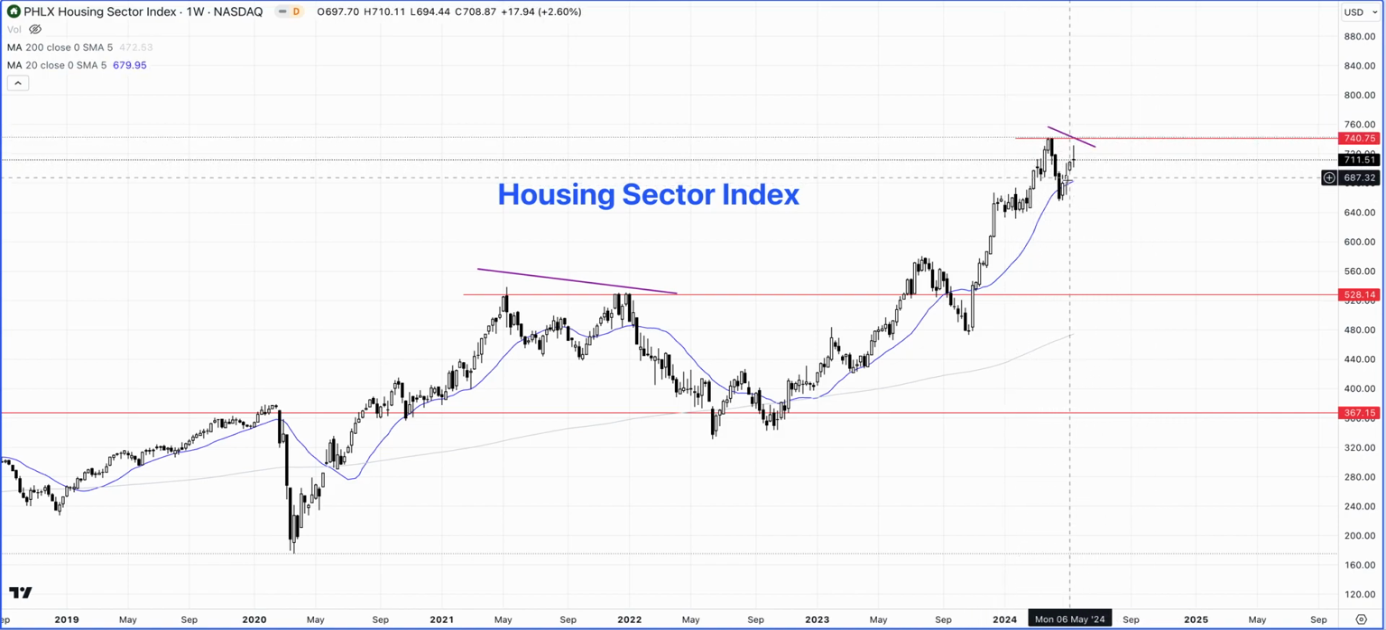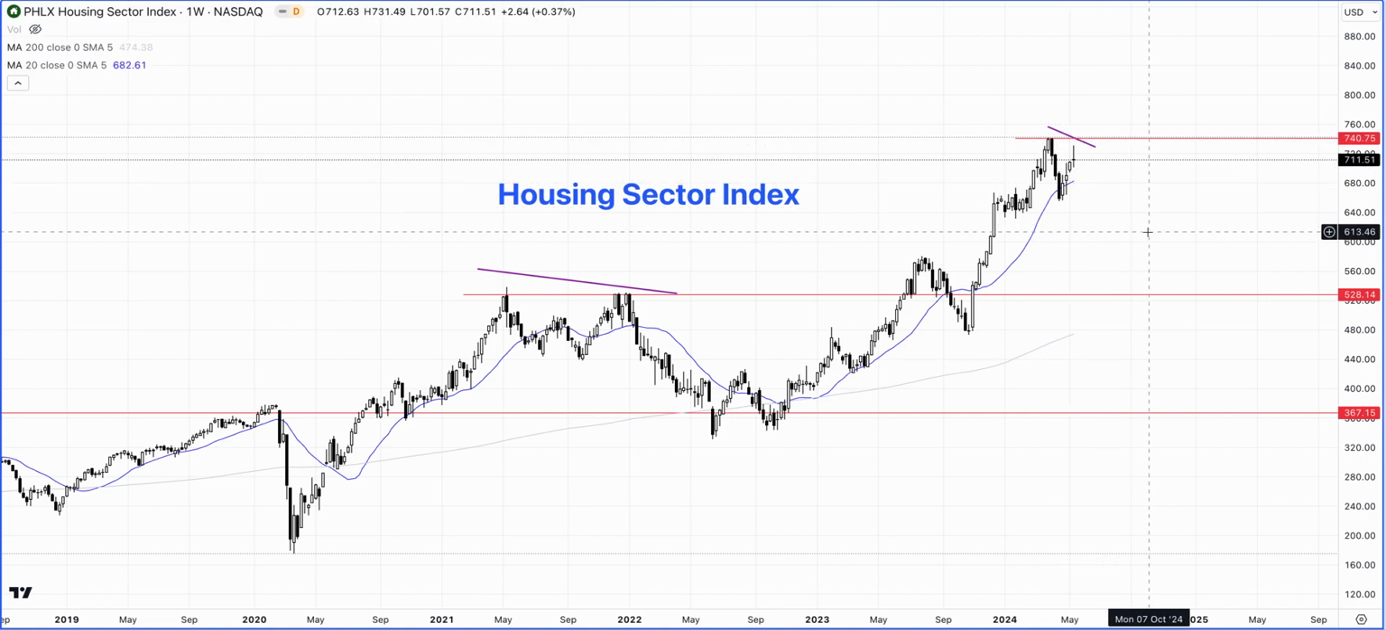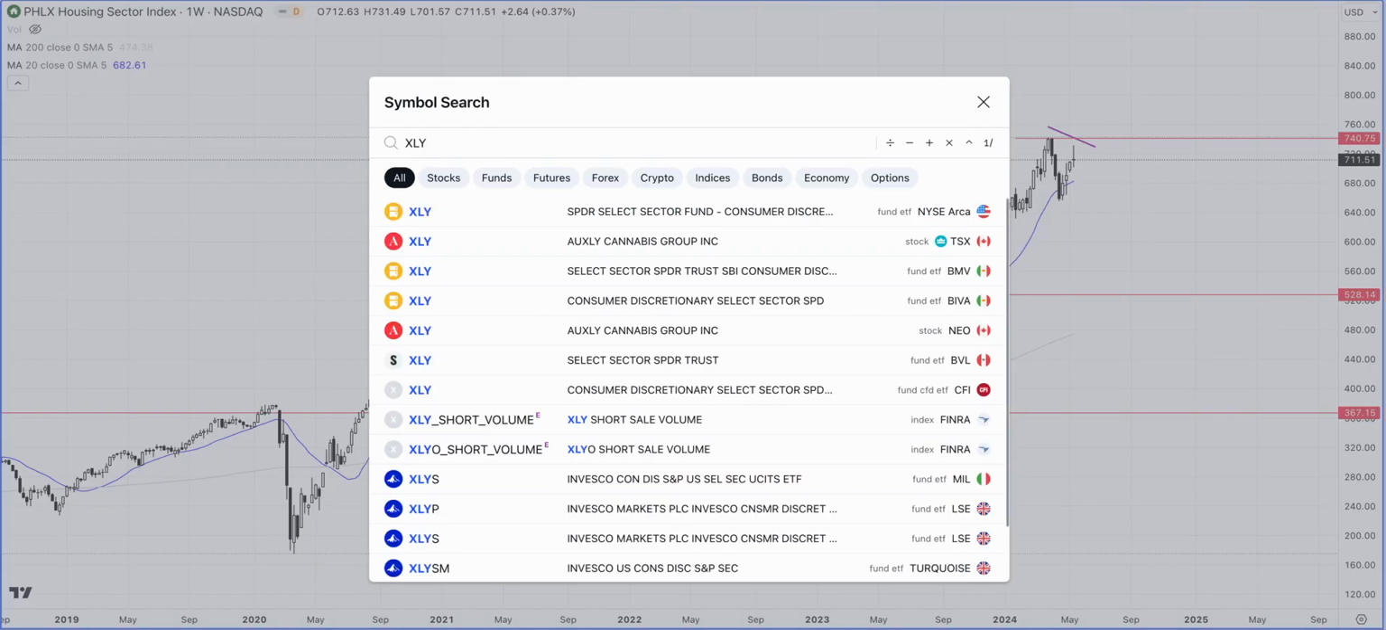So right now it is just making a recovery high, whereas we'll soon see in some of the broader indices those have actually made new all-time highs as well. So they have taken these highs out, in other words. So just watching this one. This is the housing index, and then let's take a look at the XLY.